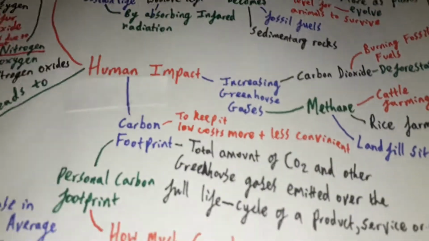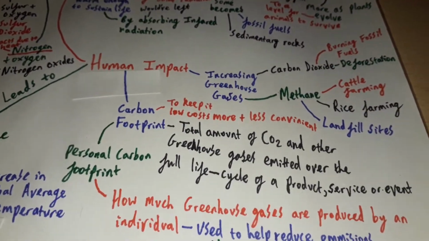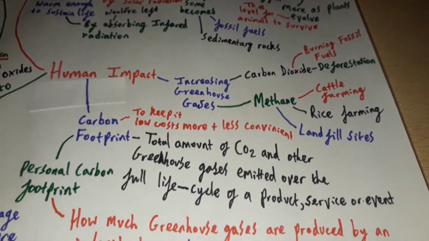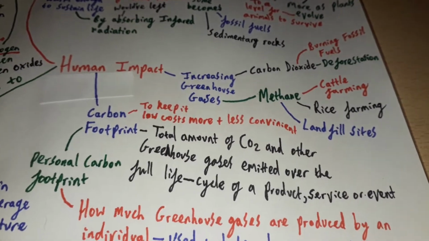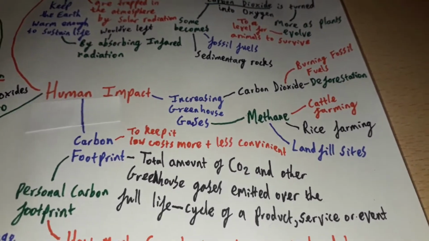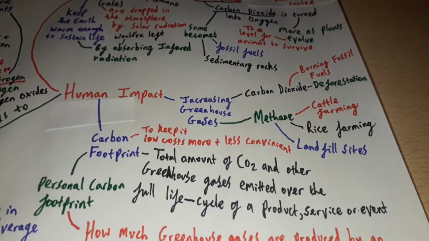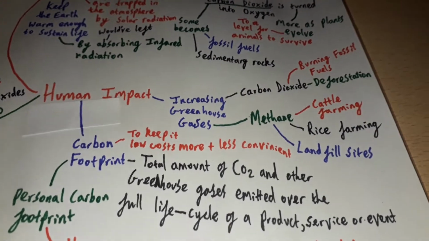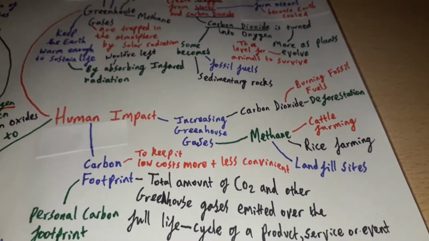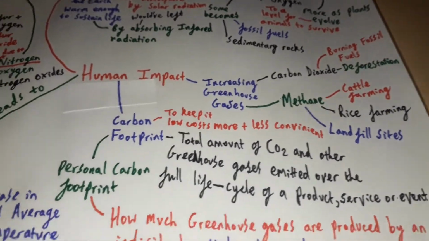So, talking of recycling, let's talk about the carbon footprint. The carbon footprint is the total amount of CO2 and other greenhouse gases emitted over the full life cycle of a product, service, or event. It's very important when we consider this because sometimes businesses are against it, because keeping a low carbon footprint tends to cost a lot more and it's a lot less convenient. Like, if you're trying to keep it low, it might take a lot more time to do a process because you're trying to waste less energy.